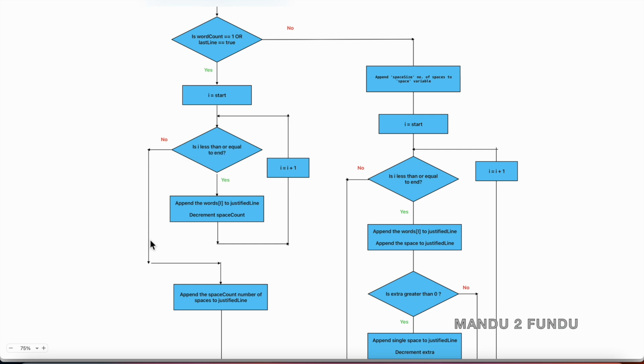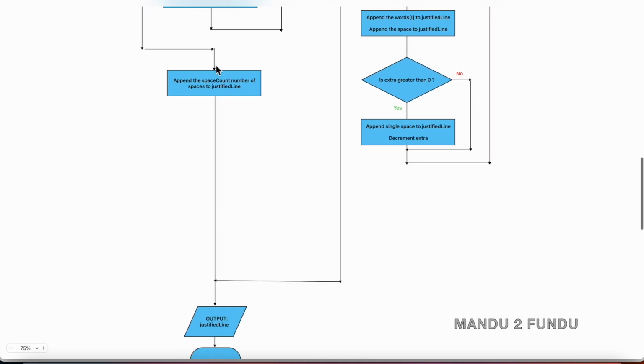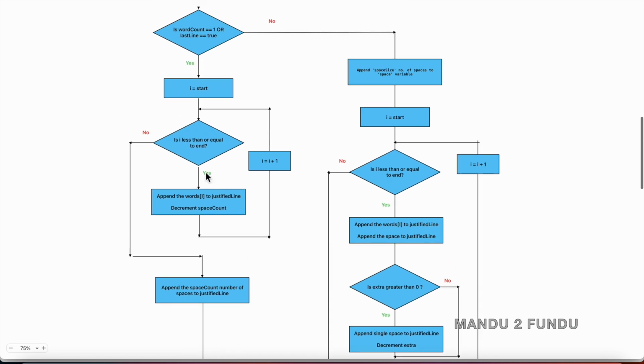Once we reach the end pointer, we come out and then we have to append additional space so that the line length will be equal to the max width. So that's why for the remaining, we have to append the space count number of spaces to the justified line after coming out of this loop, so that the final line created will be equal to the max width length. Okay, so then we return. This is for the case where the word count equal to 1 or we are processing the last line.